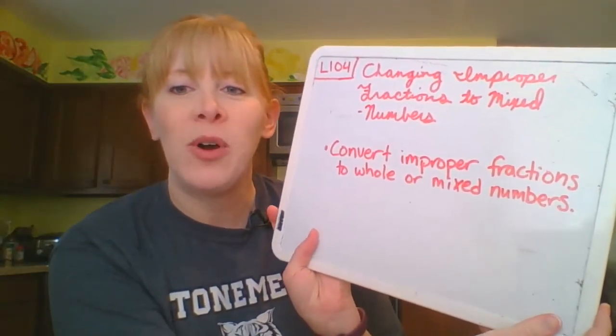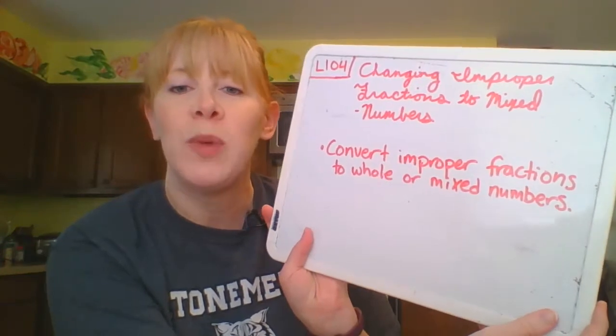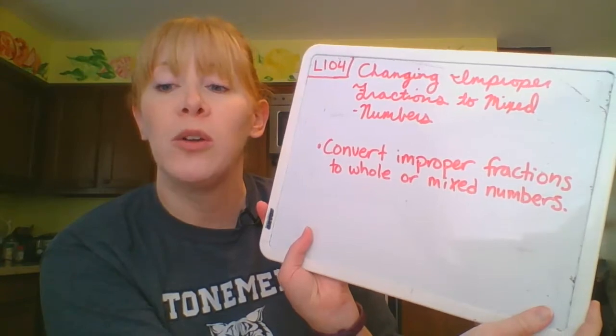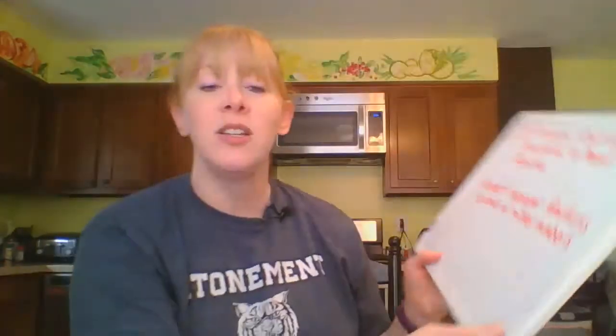So our lesson 104 is on changing improper fractions to mixed numbers, and the objective is convert improper fractions to whole or mixed numbers. This is going to have a lot of overlap with a bunch of our fraction power-ups that we've been doing. And also with lesson 89. Lesson 89 was on improper fractions and mixed numbers. In lesson 89, they used another term for improper fraction. They called them top-heavy fractions. And that just meant that the top number, the numerator, was larger than the bottom number or the denominator.